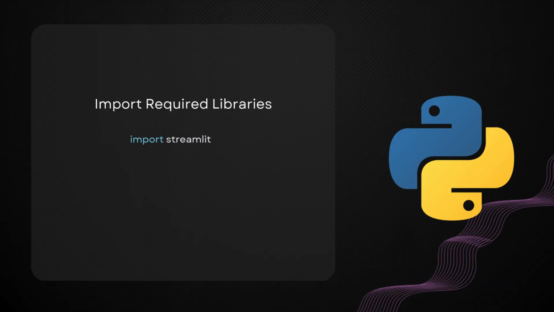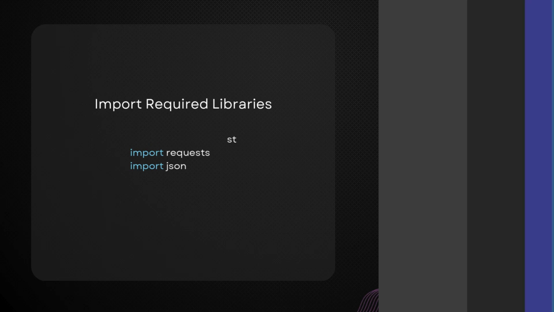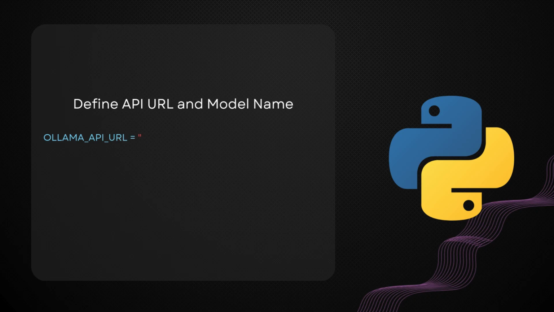Import Streamlit, a Python framework for creating web applications. Import requests imports the requests library to make HTTP API calls. Import JSON imports the JSON library to handle JSON responses from the API. Ollama API URL sets the URL for the Ollama API running locally on port 11434. Model name specifies the AI model to be used for generating responses, in this case it is DeepSeek R1.